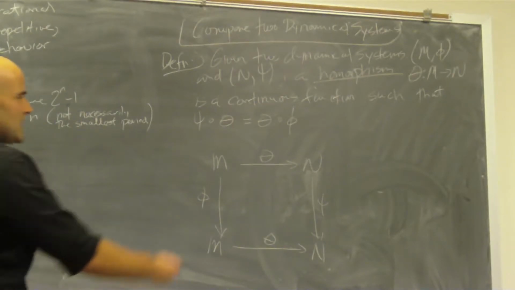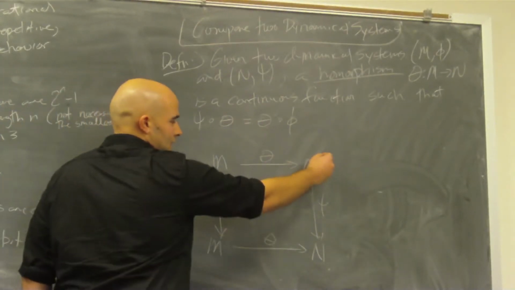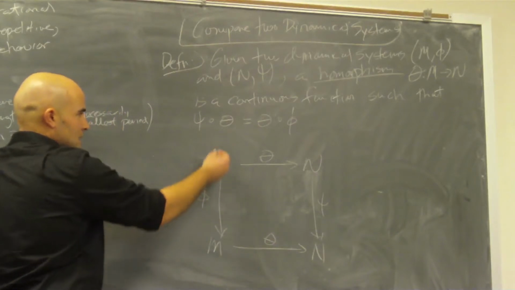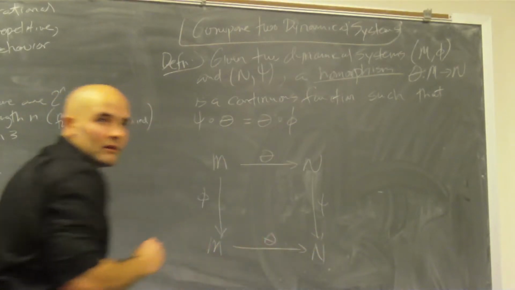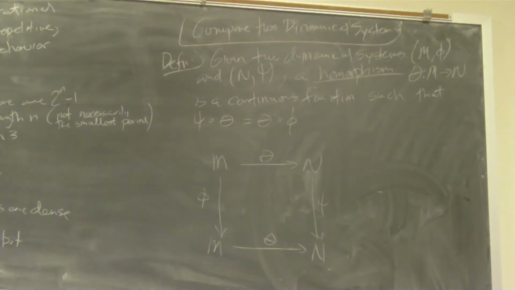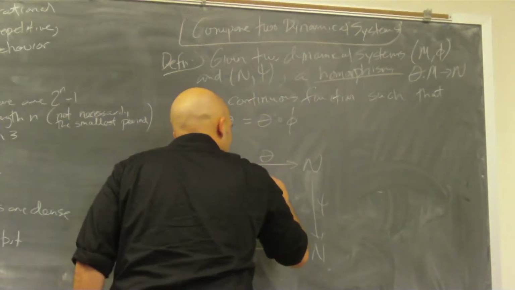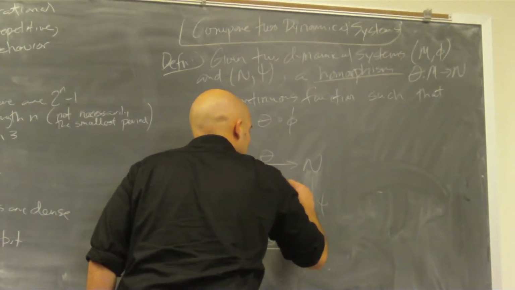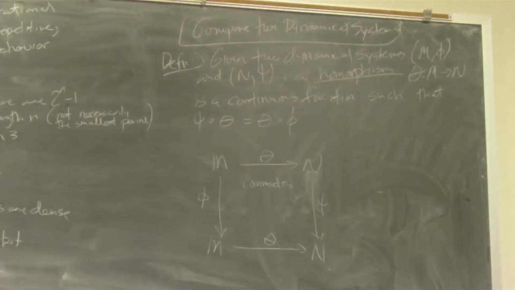So all it's telling you is that if you apply theta first and then psi, it's the same thing as just applying phi first and then theta. Okay, so it's just a commutative diagram. That's all it's saying. So there's some kind of relationship between the two systems and their dynamics.